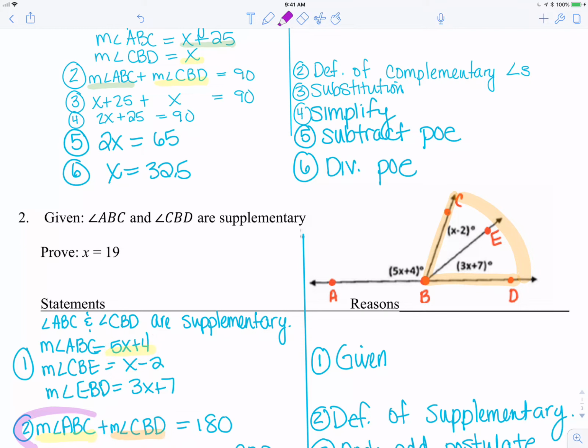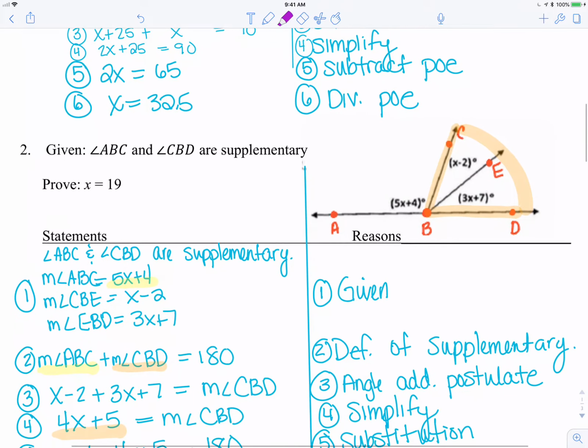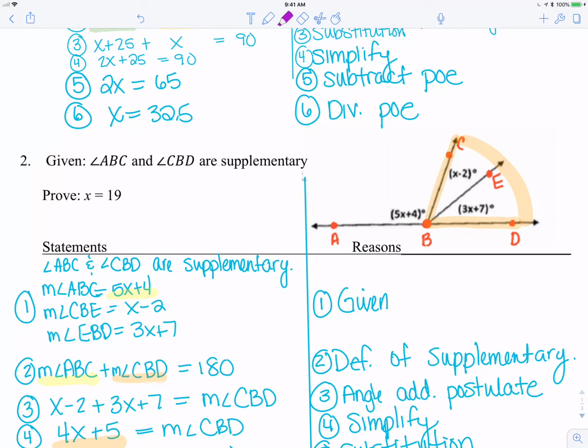Well, if you look at the picture though, CBD is made up of these two pieces. So by angle addition postulate, I can find an expression for the measure of angle CBD. So if I add the pieces x minus 2 to the piece 3x plus 7, that would give me the measure of angle CBD, and that is by the angle addition postulate. Now from there I can go ahead and simplify. Add the x and the 3x, the negative 2 and the 7, so 4x plus 5 is the expression for the measure of angle CBD, and now this can be substituted in right here.